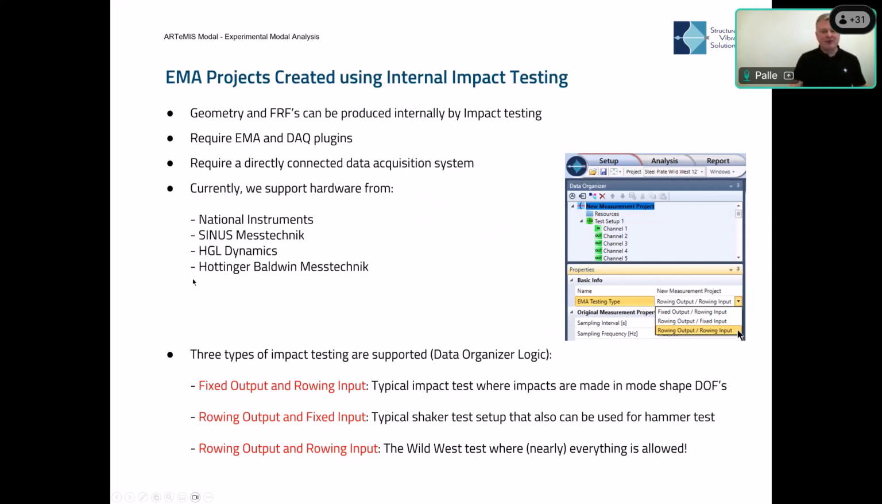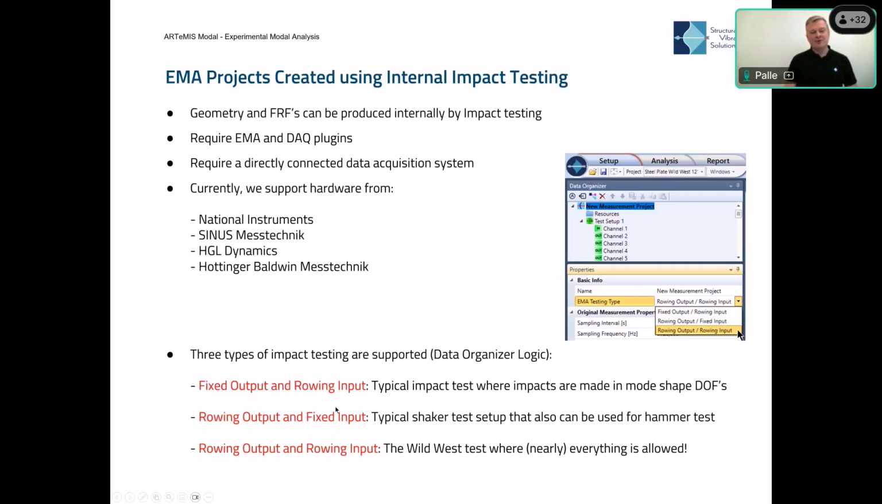We have 3 different ways you can do it in ARTeMIS, and they are located down here. The first one is that you fix one or more outputs. That means you can put some accelerometers in different locations that serve as your references. And now you can move around with a hammer and excite all the places where you would like to know the mode shape. This is the default way of doing it in many cases.